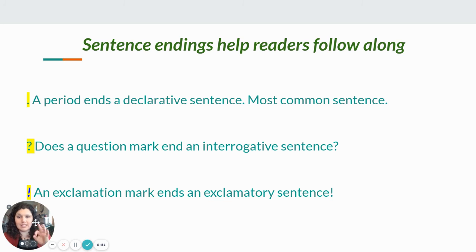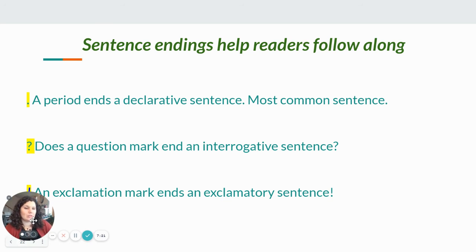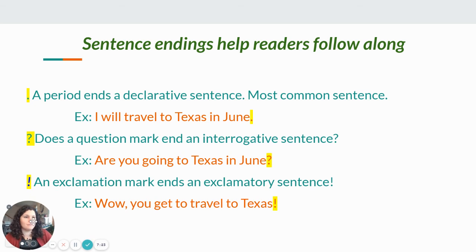So there's 3 ways to end a sentence: a period, a question mark, and an exclamation point. A period ends what we call a declarative sentence. It's your most commonly used ending. If someone is asking a question, then it becomes interrogative. And if we're ending with an exclamation mark, it is exclamatory. I always felt like that one was the easiest one to get because they look the same. So let me give you an example of each of these.